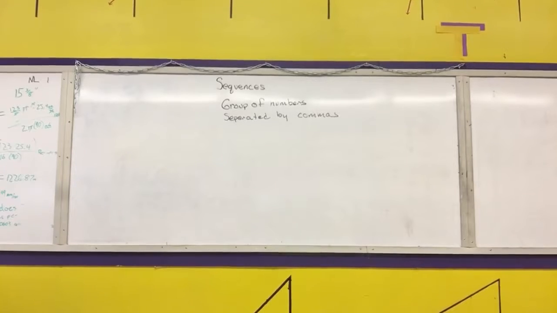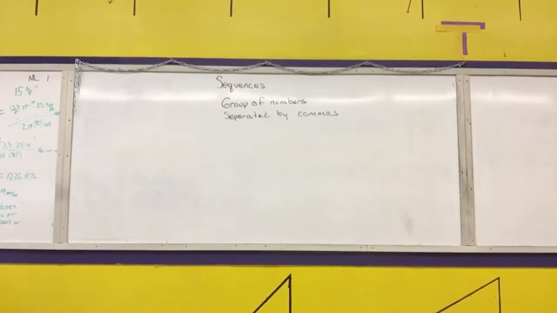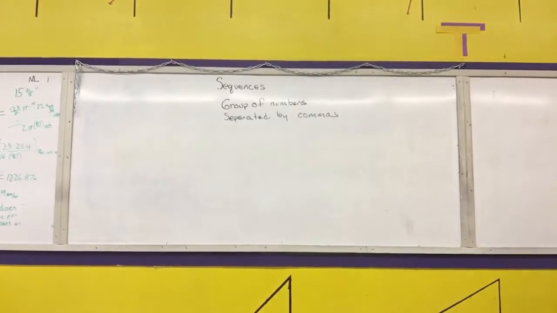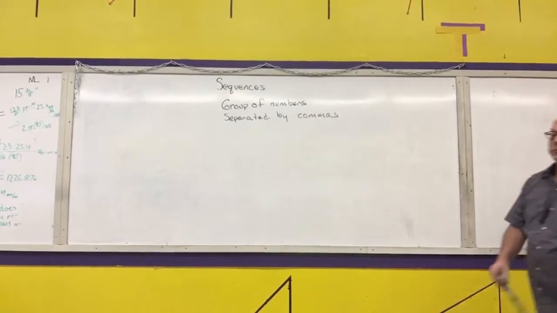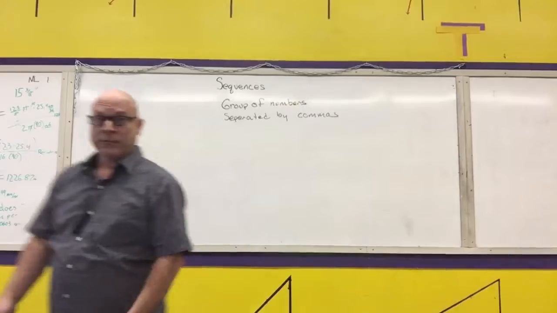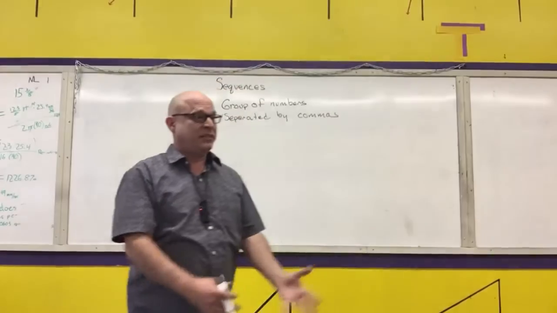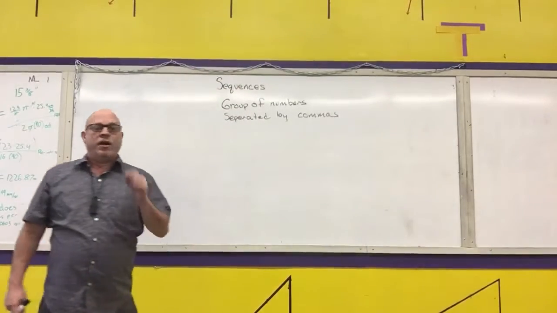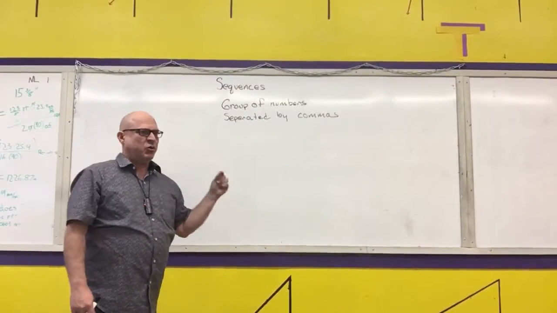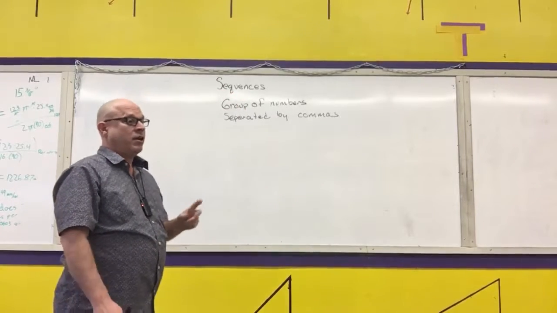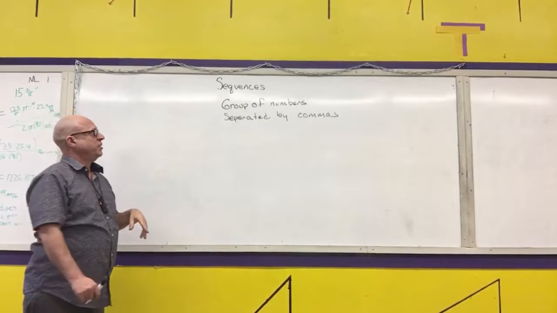But in order for us to talk about sequences, we must know what a sequence is. And a sequence is just a group of numbers separated by a comma. So like 5, 8, 7. Okay? Any group of numbers separated by a comma is a sequence. There are two special kinds of sequences that we want to talk about.